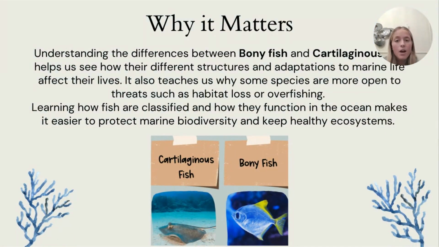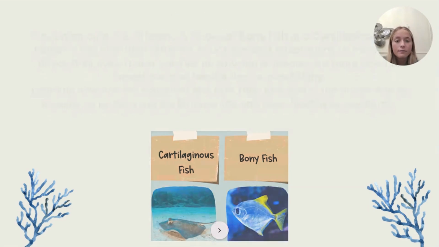Why it matters. Understanding the differences between bony and cartilaginous fish helps us see how their different structures and adaptations to marine life affect their lives. It also teaches us why some species are more open to threats such as habitat loss or overfishing. Learning how these fish are classified and how they function in the ocean makes it easier to protect our marine biodiversity and keep healthy ecosystems.